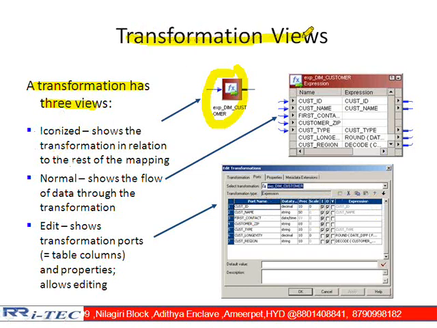This is called different views of the transformation. We can see it in 3 ways. View is nothing but seeing. We can see in three ways. One is icon wise, second is called normal way, third is called edit mode.